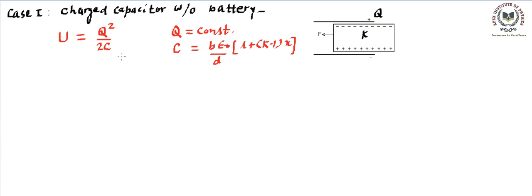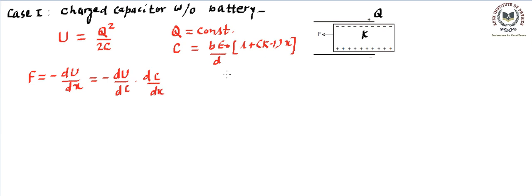If this is the case, then we can find the force, because we know there's a formula. The force, that's a conservative force, is equal to minus dU upon dx. So if we differentiate this energy, we can find the value of the force. Now when we are going to differentiate this, we need to use the chain rule. As per the chain rule, we need to go like this: dU upon dC into dC upon dx.